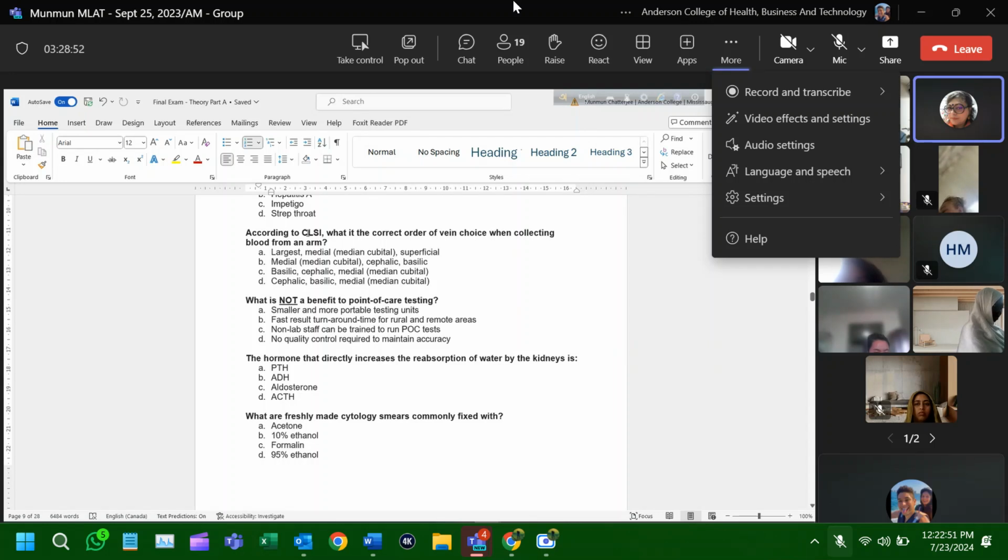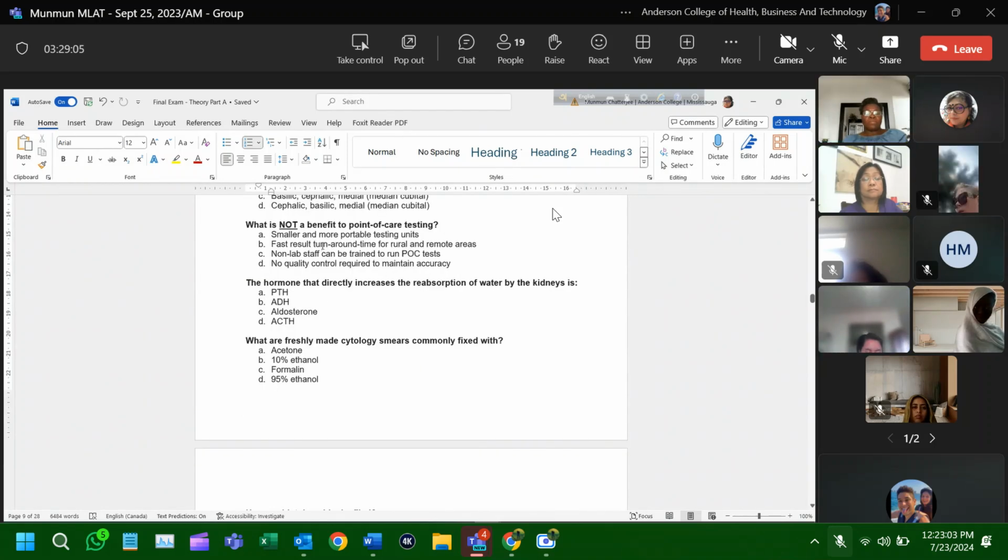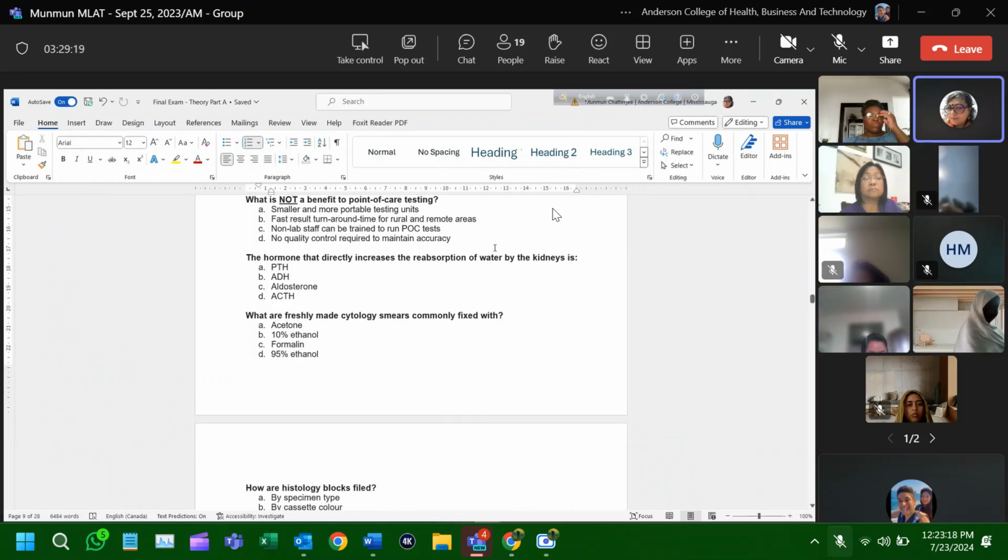According to CLSI, what is the correct order of vein choice when collecting blood from an arm? Median first. Yeah, cephalic and basilic. Okay, so this is number B. What is not a benefit of point-of-care testing? Letter D. No quality control required. Quality control is needed.